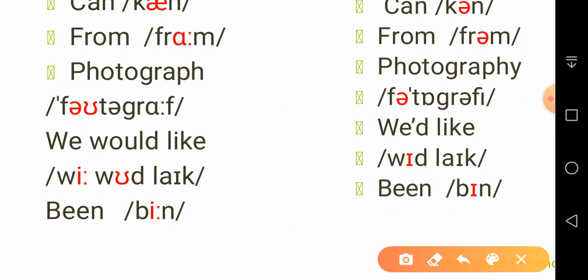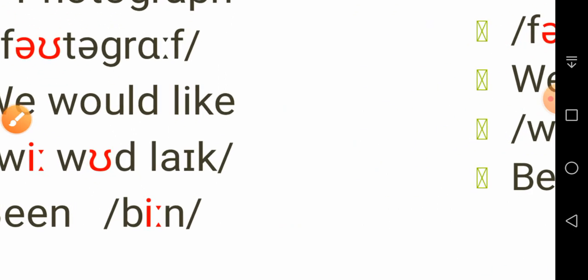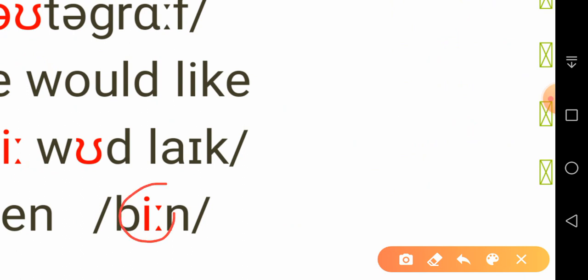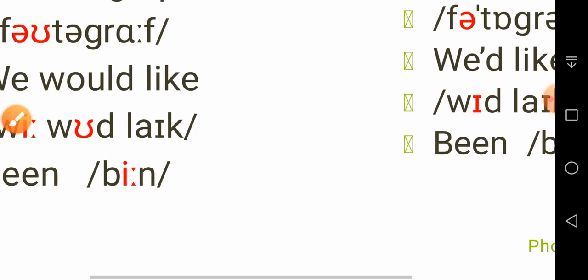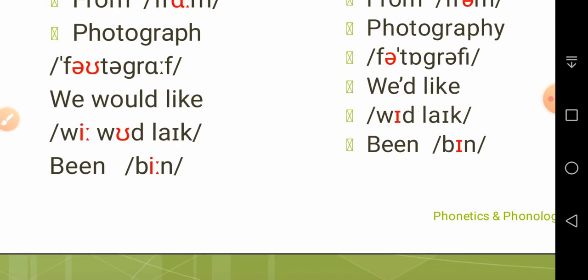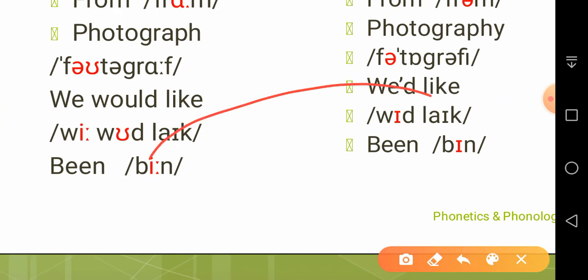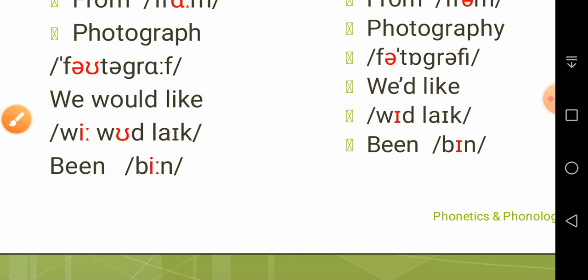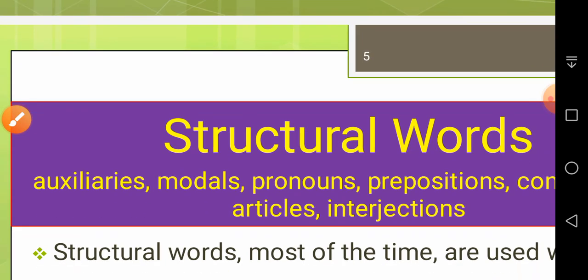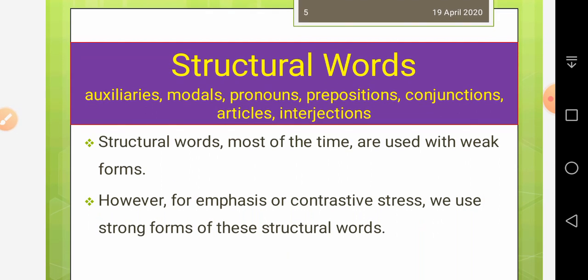Here is another form, been, B-E-E-N. Here we have a strong form using this front closed vowel, been. Now this is going to be converted into the weak form, bin. So been is a strong form and bin is a weak form. Now let me give you another slide.